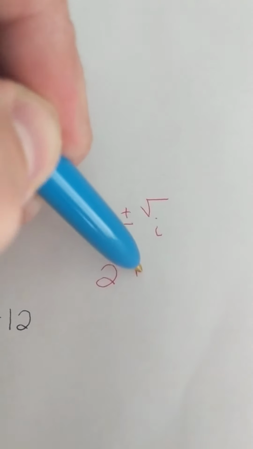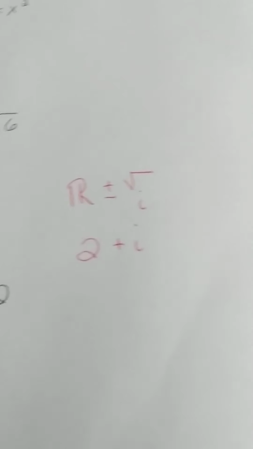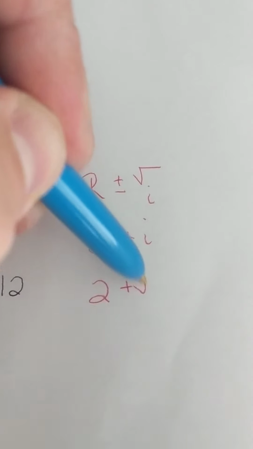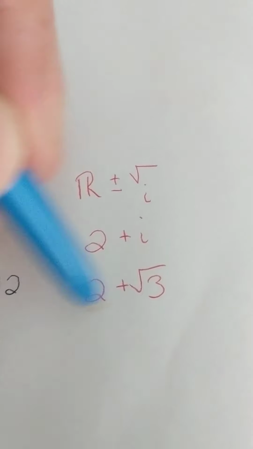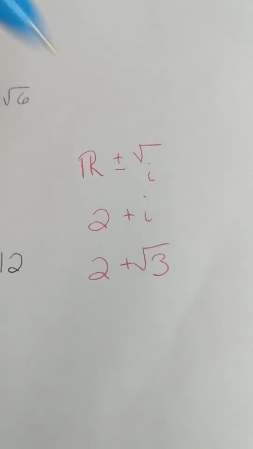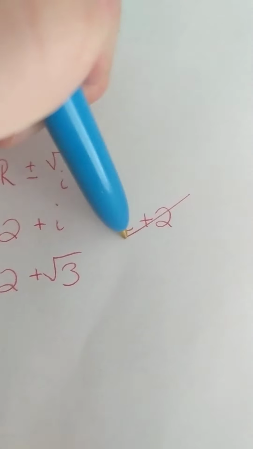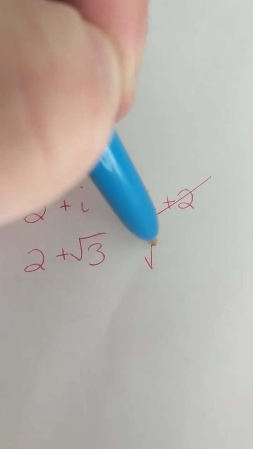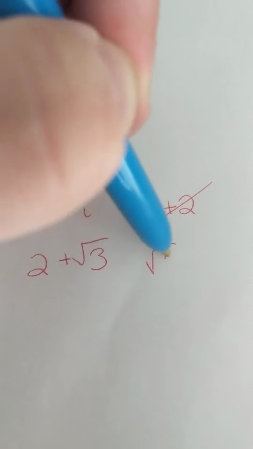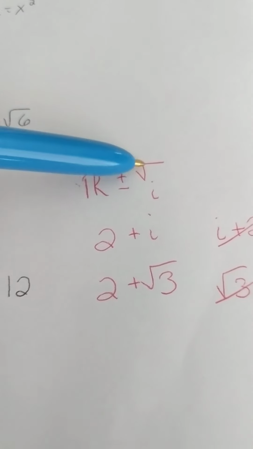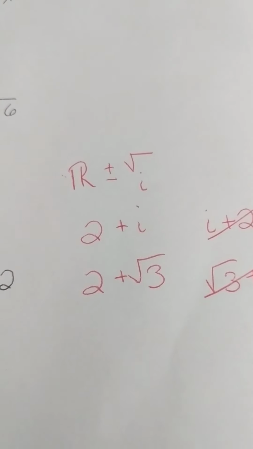So 2 plus i is a correct way to write this. 2 plus the square root of 3 is also the correct format. i plus 2, that's not okay. Root 3 plus 2, also not okay. So make sure it goes that real term first, and then you get into your radicals and your imaginary.